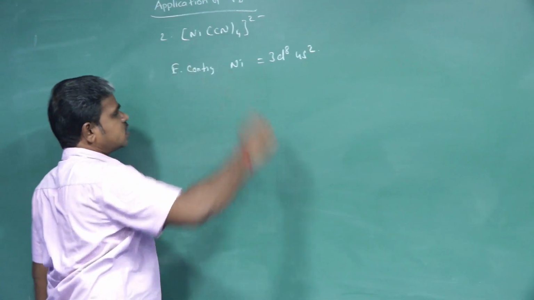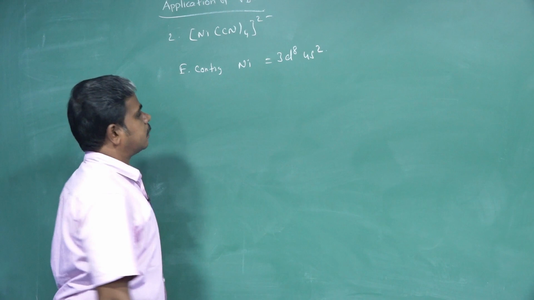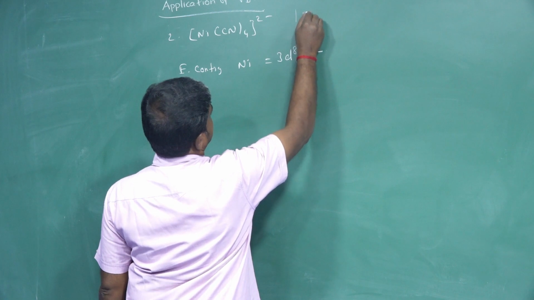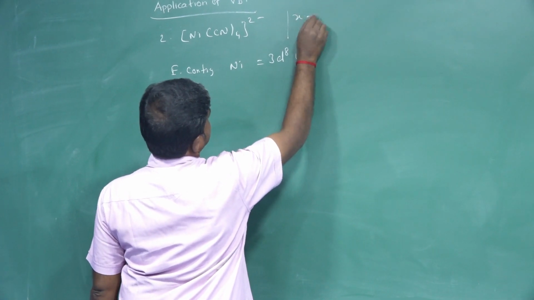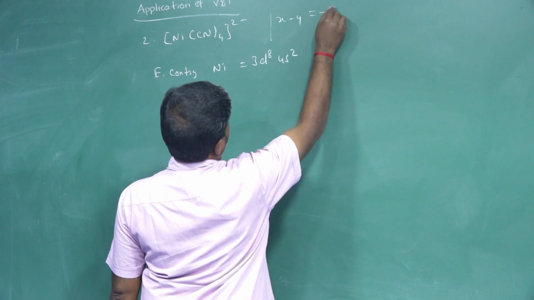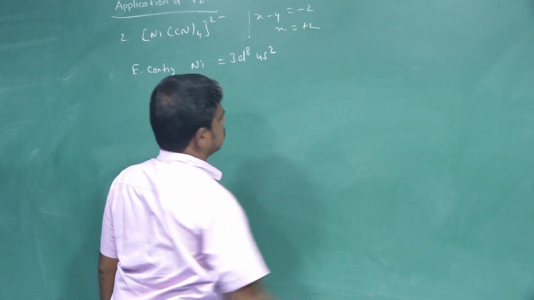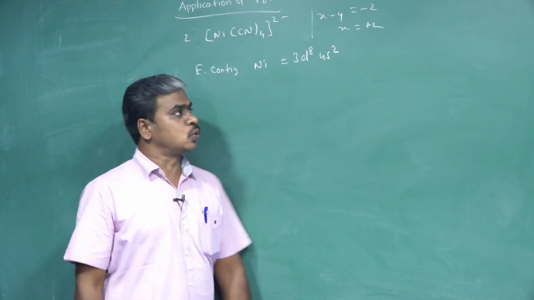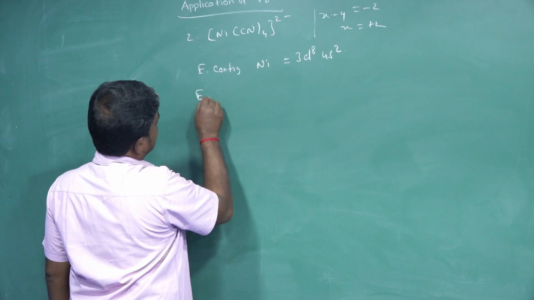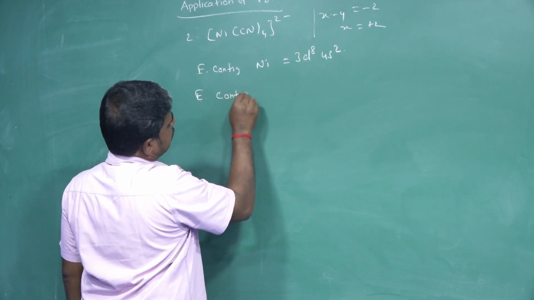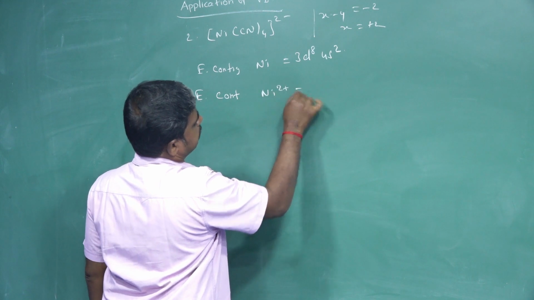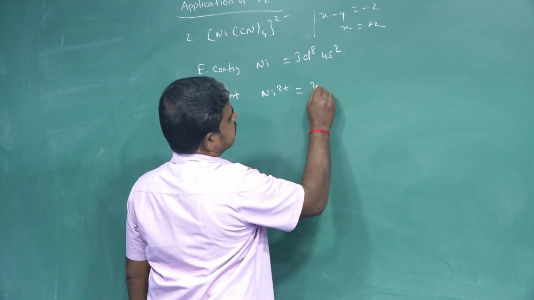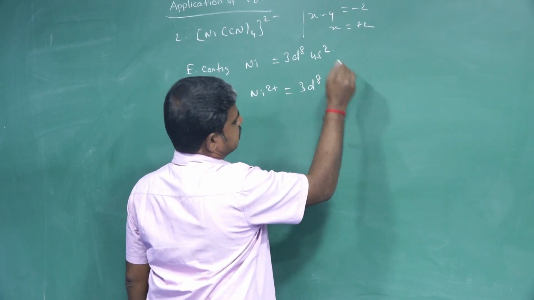And in this complex, what is the oxidation state of the central metal atom? Now we may take the oxidation state. Here X is nickel, and here 4 times minus 1, so X minus 4 is equal to minus 2. So X is equal to plus 2. So nickel is in the plus 2 oxidation state. So here the electronic configuration of nickel 2 plus ion, where 2 electrons are removed, is 3d8 and 4s0.